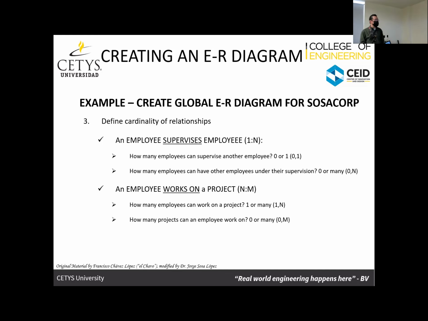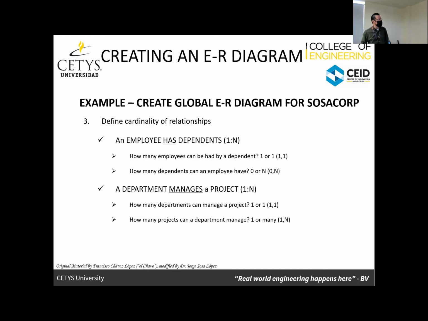How many employees can supervise another employee? I can have no employee supervised, or at least one. How many employees can have other employees under their supervision, where I can have 0 or many? An employee works on projects. An employee can work on many projects, and a project can be worked on by many employees. That would be N-to-N.